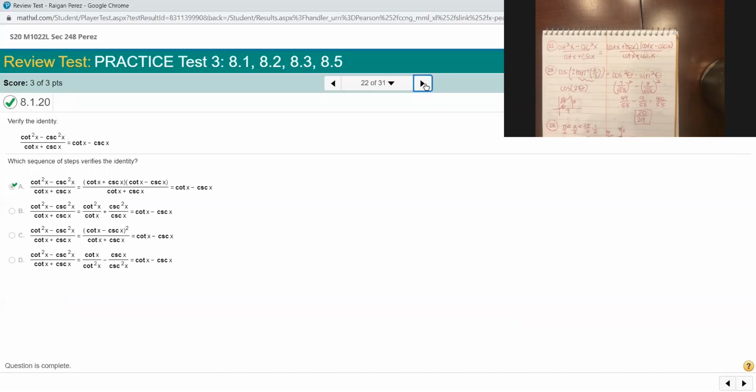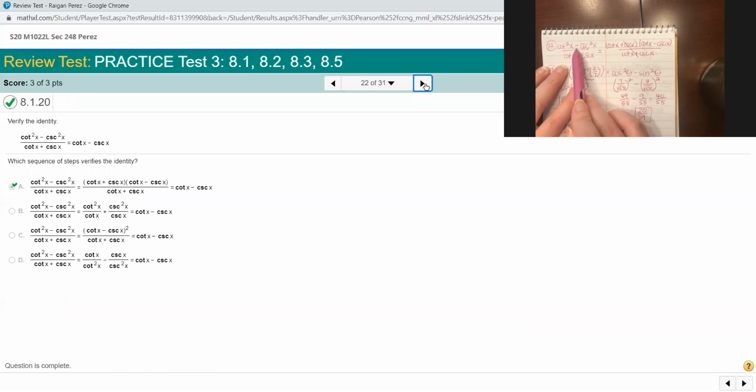Almost done. Okay, 22, I had cotangent squared x minus secant squared x over cotangent x cosecant x. So this was a difference of perfect squares, so I can split it up. What do I square to get cotangent squared? Cotangent. What do I square to get secant squared? Secant. So then you add them and subtract them. Then these two would cancel out, and you would be left with cotangent x minus secant x. So it's just picking the one that matches that work, and it's A for that one.